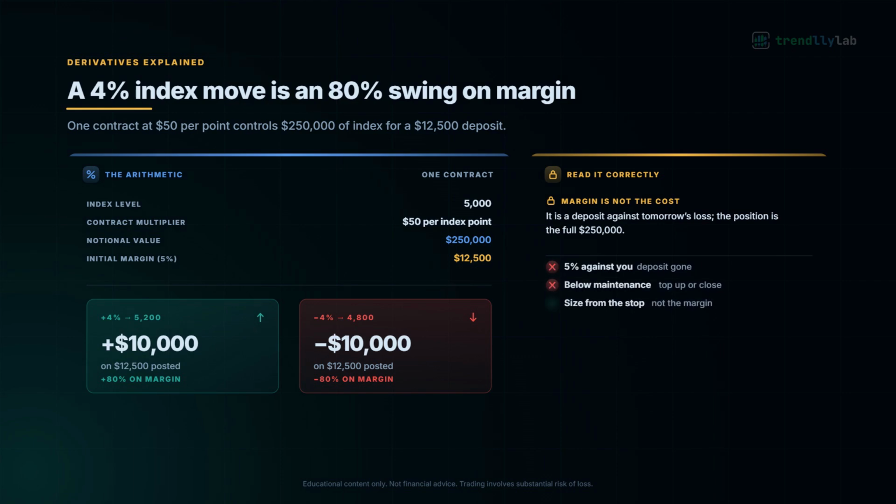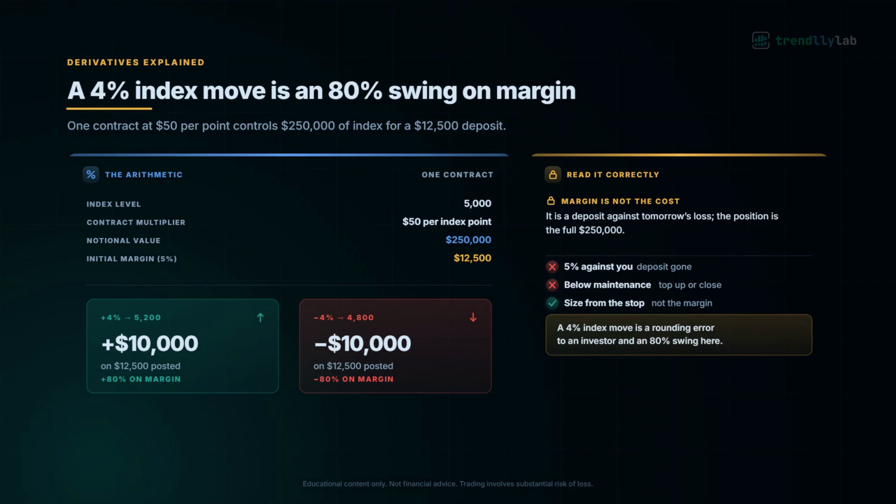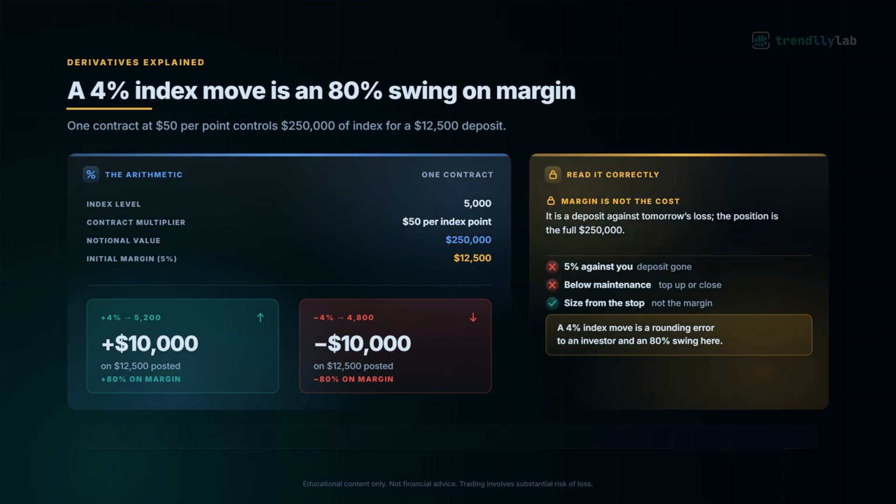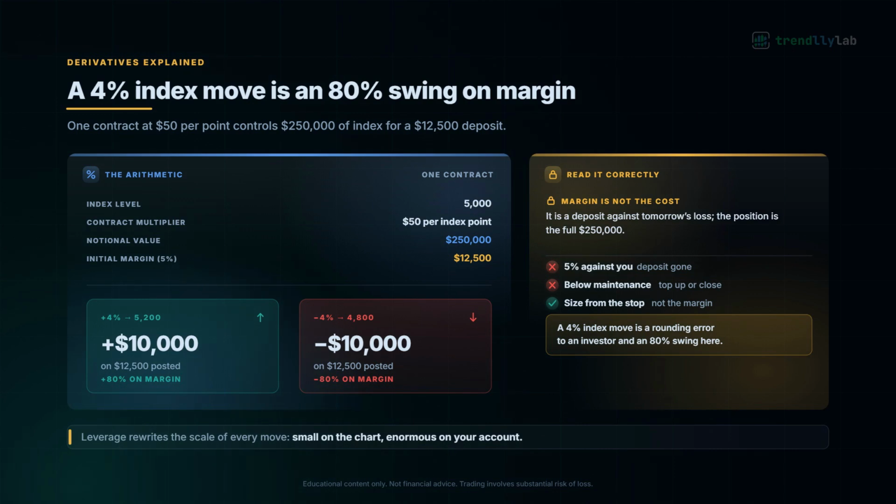5% against you, and the deposit is gone. Below maintenance, you top up or close. And size comes from the stop rather than from the margin. A 4% index move is a rounding error to an investor and an 80% swing here. Scale, rewritten. Leverage rewrites the scale of every move. Small on the chart, enormous on the account.